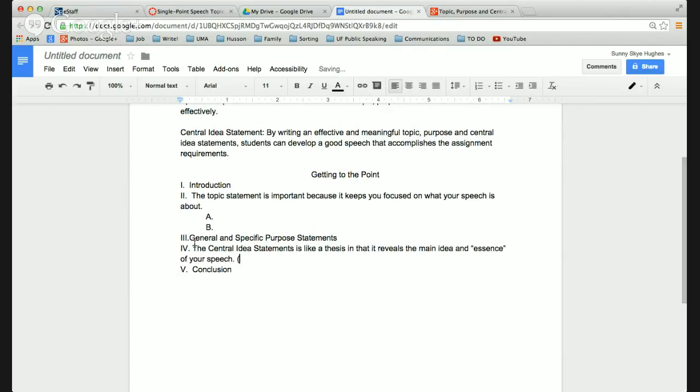Now, if you were quoting an outside source for this, you'd of course want to include some sort of parenthetical citation to your bibliography if that's pertinent to the assignment that you have.